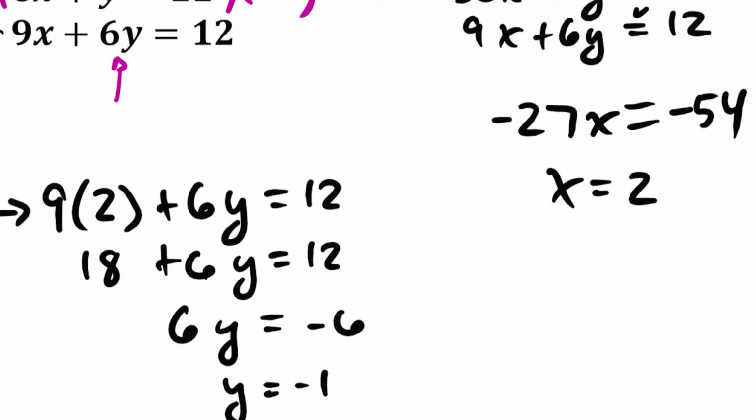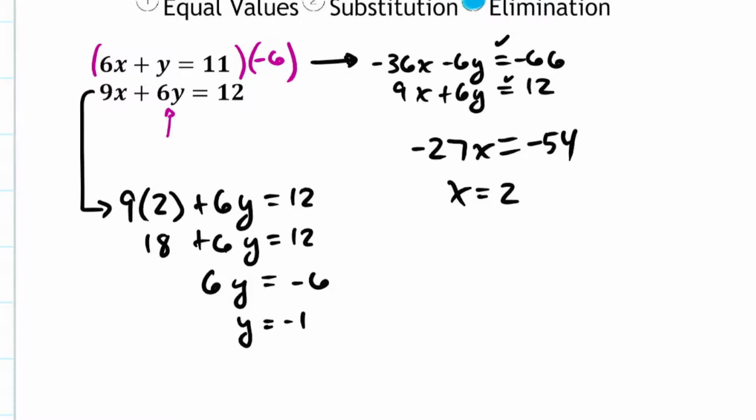So again, we've got both values. We know what x is and we know what y is. So we can write our solution as the ordered pair (2, -1). That's the spot where those two lines would meet.